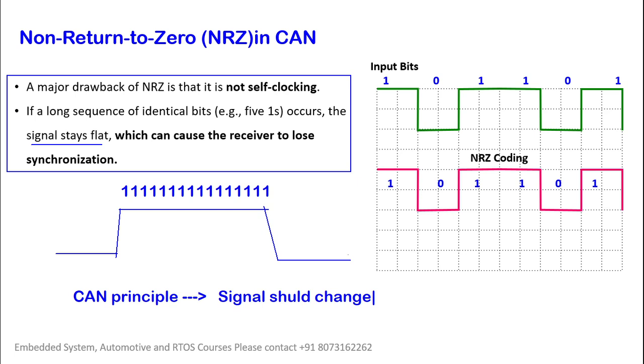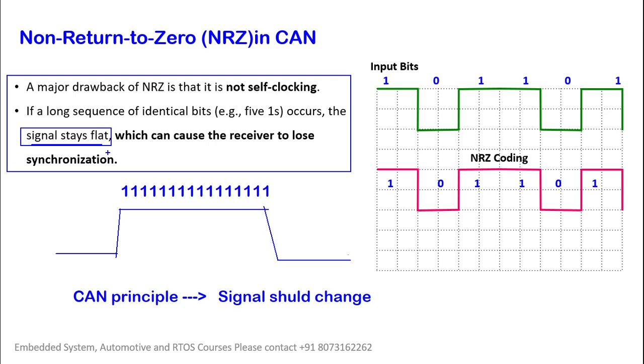But in this scenario, you can see that when I'm transmitting a continuous number of ones, there is no signal change at all. That is the drawback of NRZ coding. The major drawback of NRZ coding is that it is not self-clocked. That means it depends upon the input bits. Whenever you transmit continuous zeros or continuous ones, the signal will appear like a flat signal.